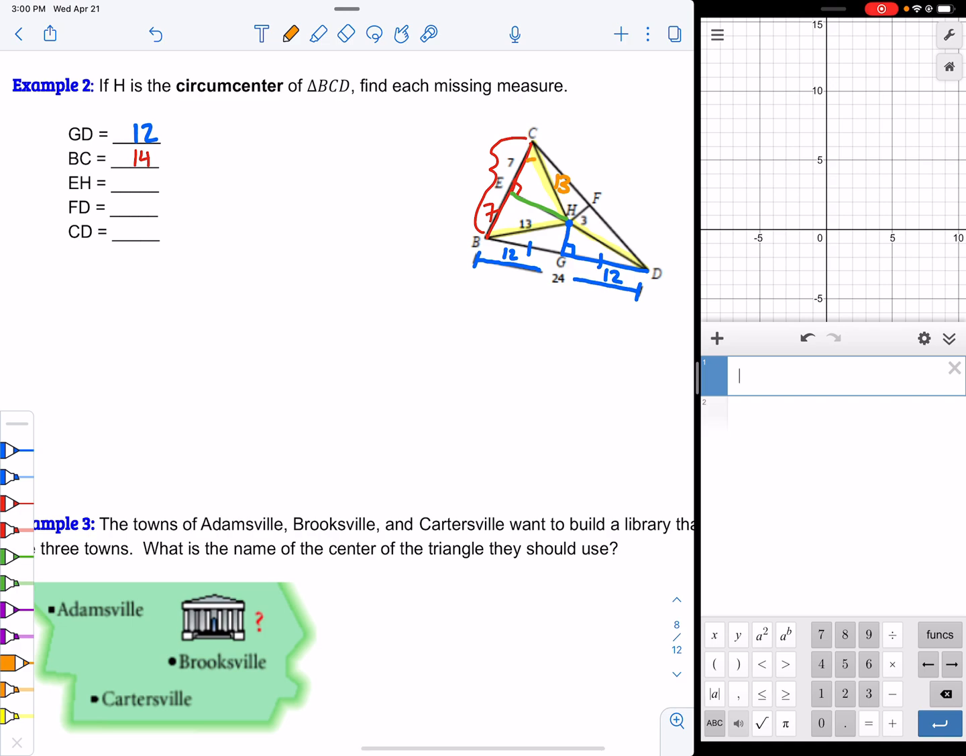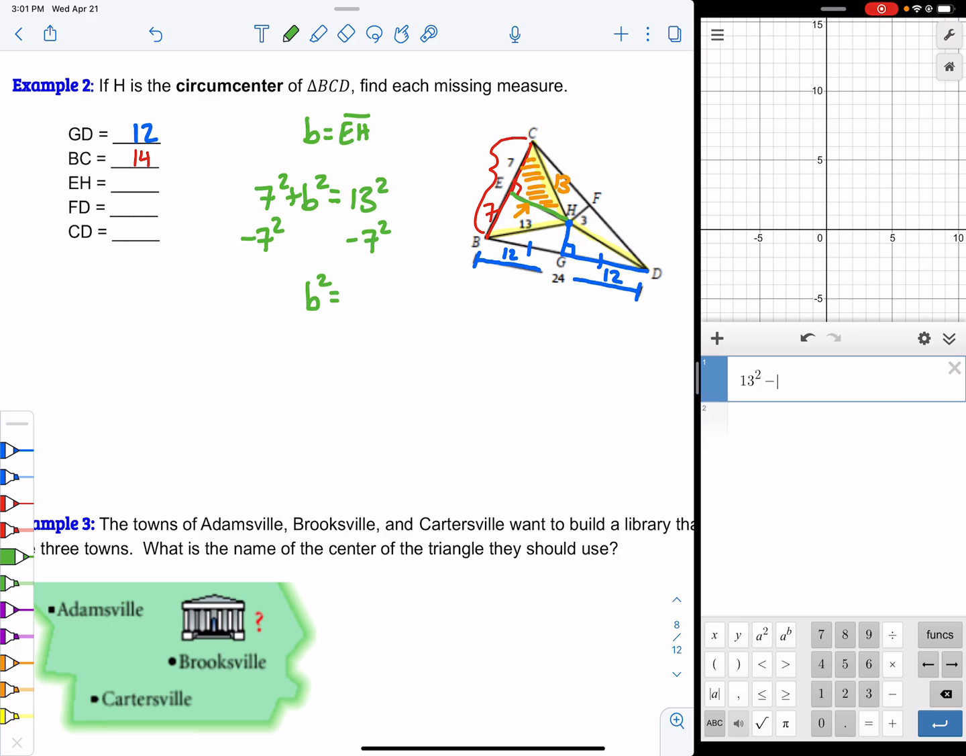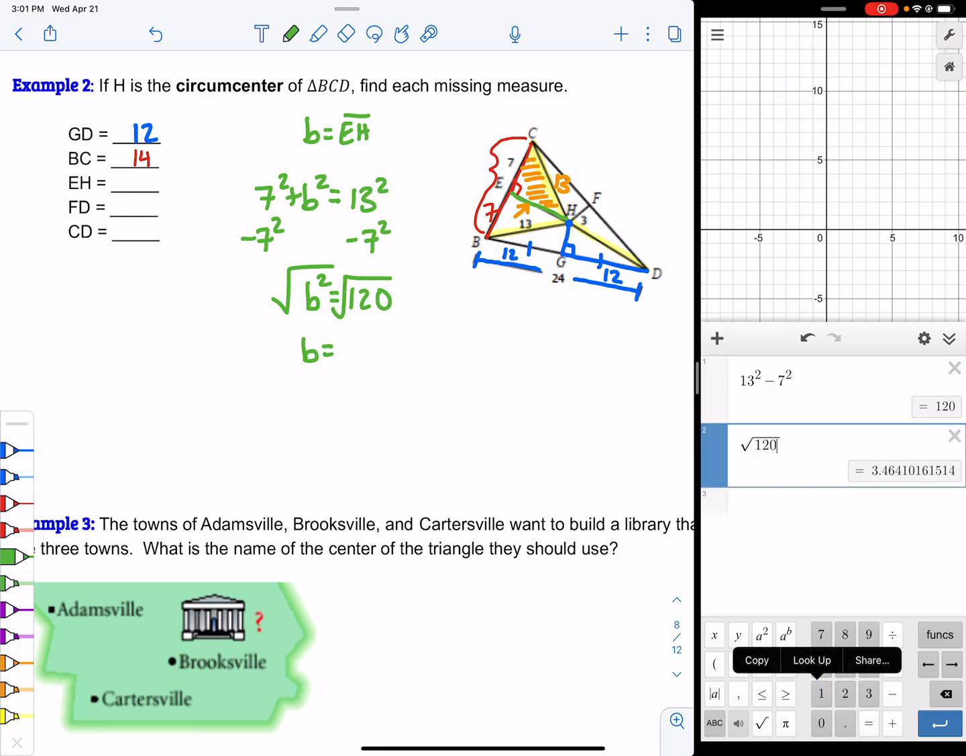Because then we have this 90-degree or right triangle, and we can use the Pythagorean theorem to figure out this missing side. So let's say 7 squared plus b squared equals 13 squared, and we're calling b the side we're looking for, which is EH. B is just a little bit easier to keep up with in our equation. So let's go ahead and subtract 7 squared and bring down b squared would be 13 squared minus 7 squared. So let's type 13 squared minus 7 squared, and we get 120. And then take the square root of 120. So the square root of 120 is 10.95. So let's say 10.95 would be EH.